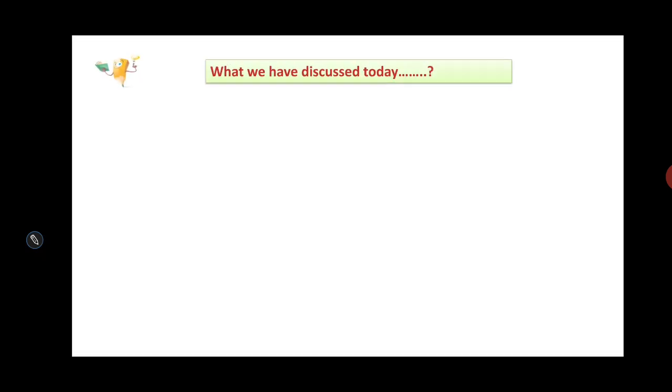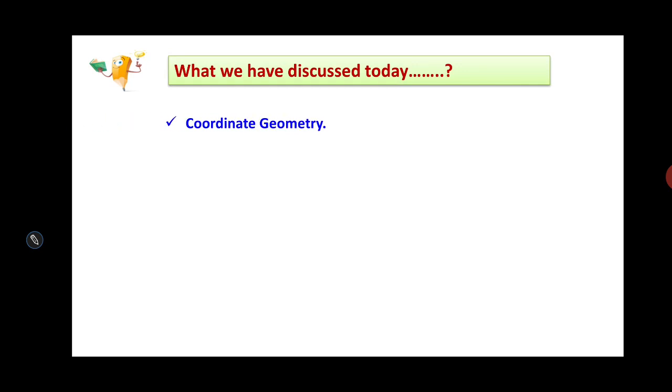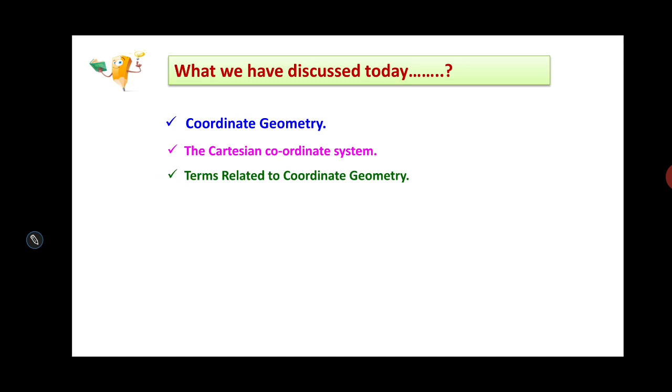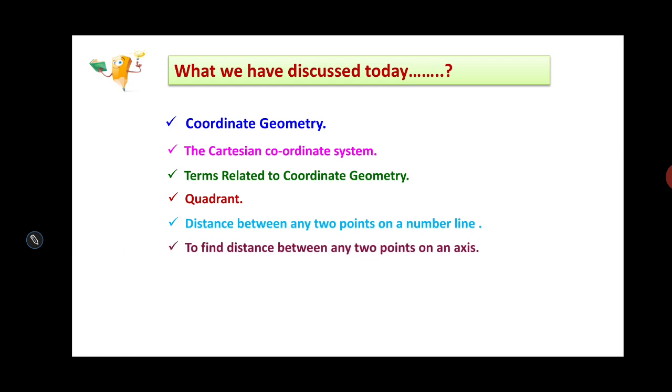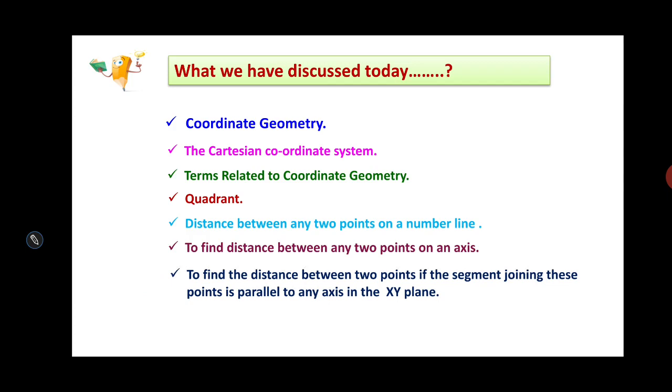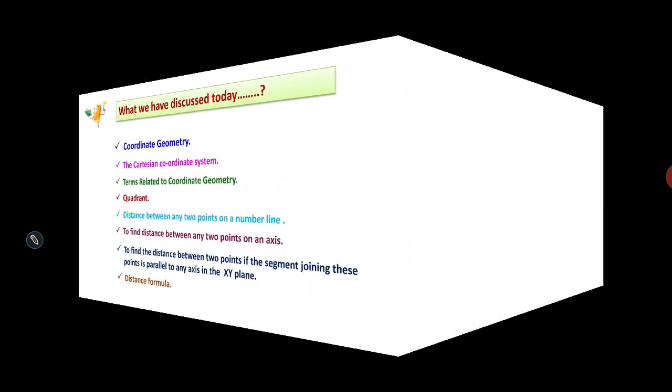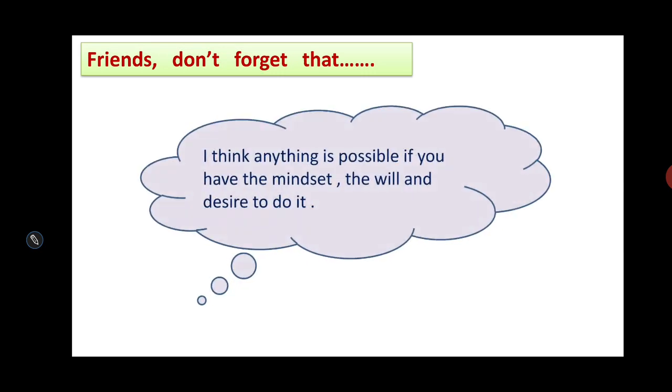So friends, today what we did is we learned coordinate geometry, then the Cartesian coordinate system, terms related to this coordinate geometry, quadrant, then distance between any two points on a number line. To find the distance between any two points on an axis, to find the distance between two points if the segment joining these points is parallel to any axis in the xy plane, and the distance formula we discussed. So I think you understood all this. You should not forget the problems based on this.